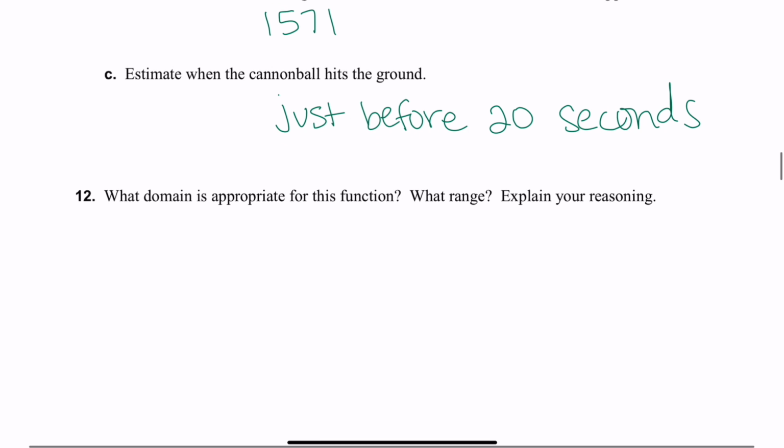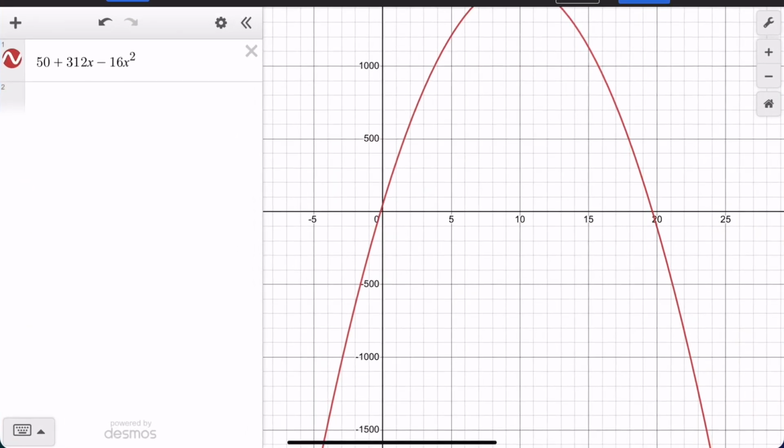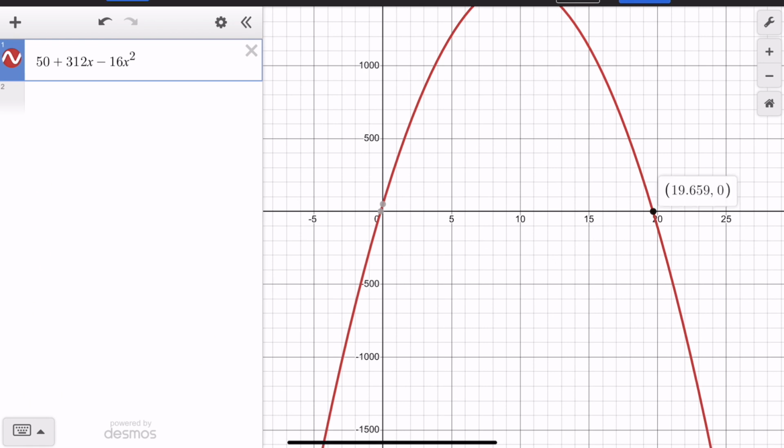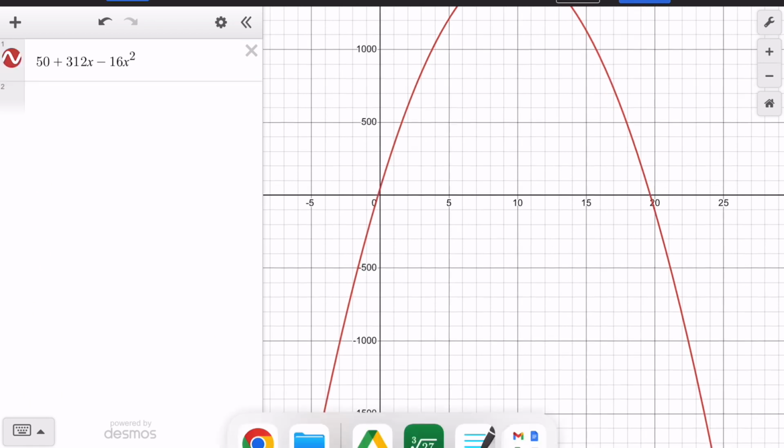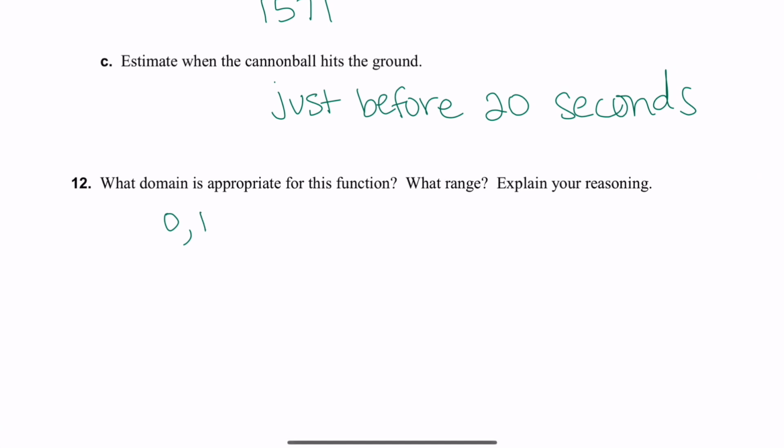Okay, so the domain is how long it takes for it to hit the ground. So we're going to start at 0 seconds, and then we are going to go until just short of 20 seconds. I can find out exactly on here. That is 19.659 seconds. Now when we do domain, we're going from 0 to 19.659 seconds.